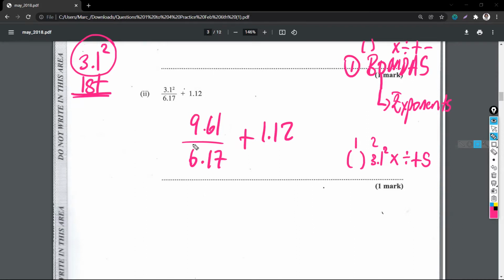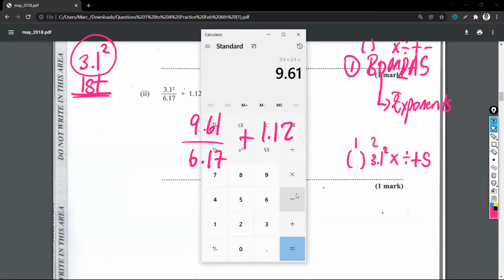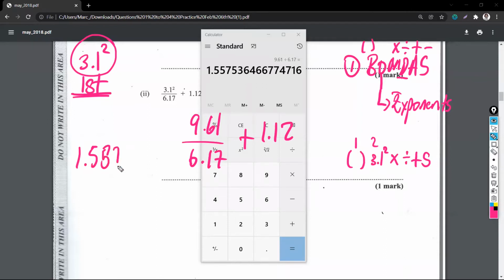Cool. So the next thing to do, guys, in BOMDAS is to divide, right? There's no multiply, but there's a divide, 9.61 divided by 6.17. So we're going to put that in the calculator as well. We're going to divide 9.61 by 6.17. Cool. And we're going to end up with this, 1.5575, right?